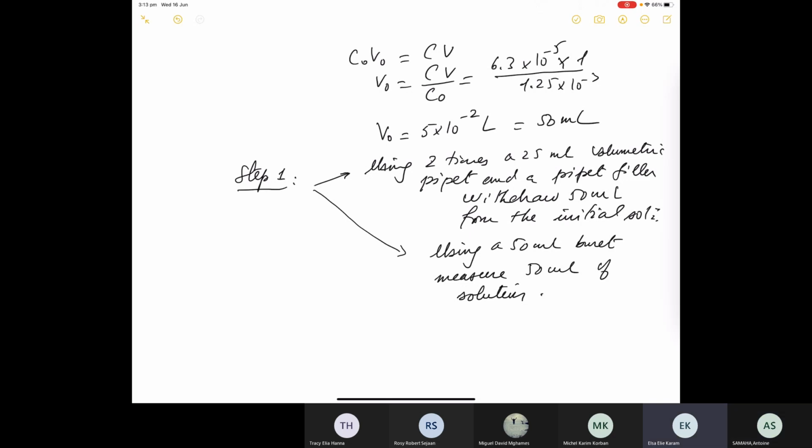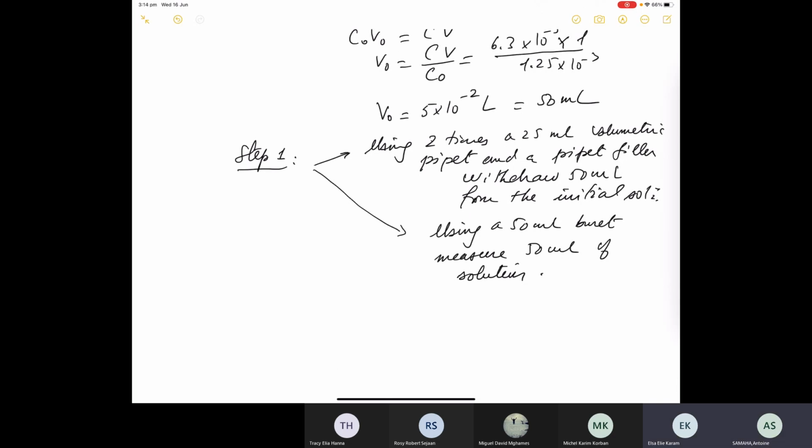Okay. To avoid any error it is preferred to use a burette, because I commit the error of the glassware one time, while when we use the same glassware 2 times, we have to commit 2 errors. So if we go with the 50 milliliter burette it is better, though the two are 100% correct. Okay? Step 2.